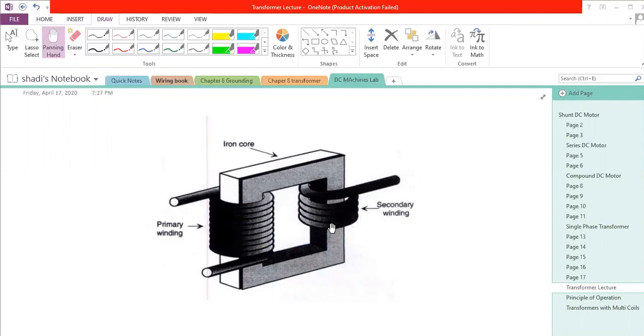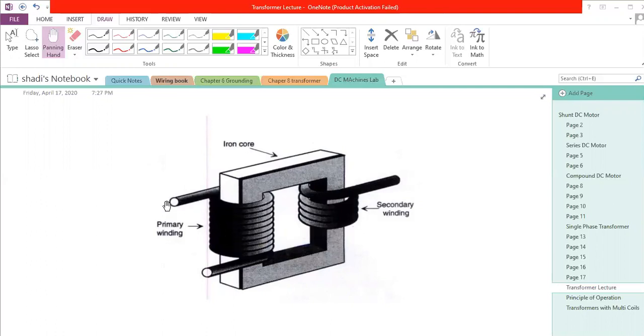So in this transformer, for example, as you can see here, the number of turns here is larger than the number of turns on the other side, which is the secondary. It means the voltage at the secondary will be less than the voltage at the primary. So this one is called a step down transformer. In other words, if we supply the primary with 100 volt, then we will have 100 volt here in the primary winding, right?